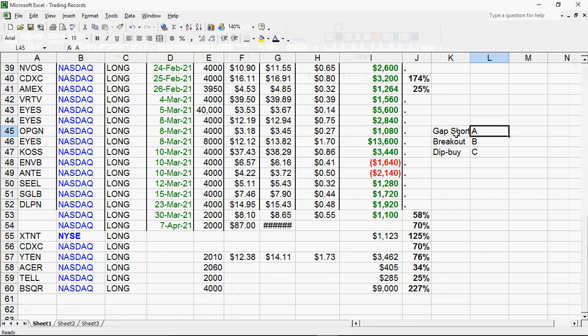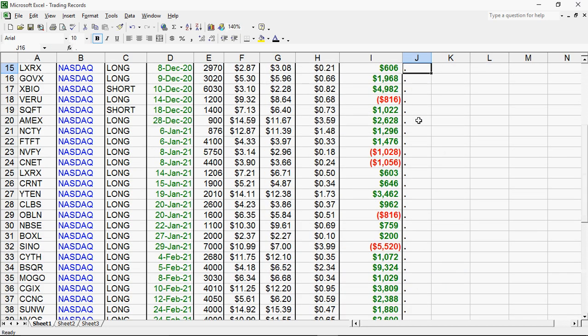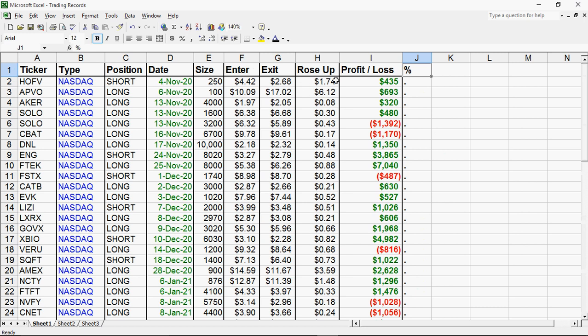A gap short, I can do in the next video. I'm going to show you all how a gap short looks. It has a pattern. I'm going to show you how a breakout pattern looks. It has a pattern like the letters A and B and C. Dip buy has a pattern. And I'm going to show you all of these trades where you see me get, where it rose up $1, $6, 43 cents, when it rose up this much.